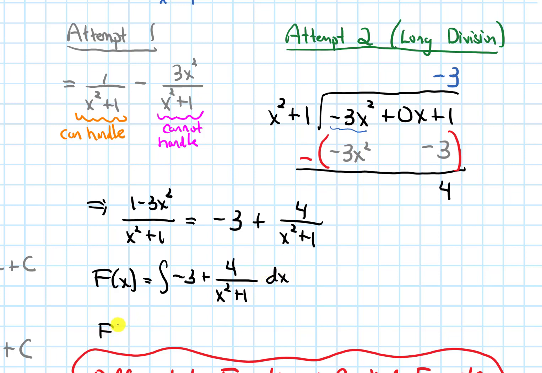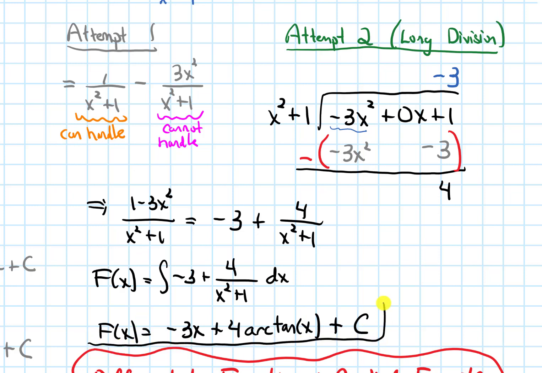Okay, so capital F of x, antiderivative of negative 3, that is negative 3x. Then I'll get plus 4 times, I know how to do the antiderivative of 1 over x squared plus 1. That's going to be arctan x. Got to put a plus c because this is a general antiderivative. And that is my answer.